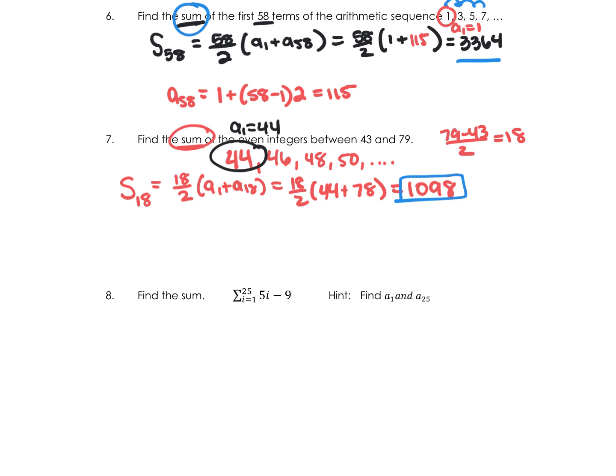This is a little bit of review from last week. So i equals 1 would be 5 times 1 minus 9. So that will be -4. That's the first number in our list.